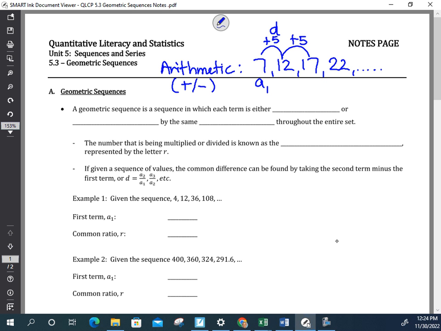Arithmetic focuses on adding and subtracting, so you probably guessed it. Geometric focuses on multiplying or dividing, again, by the same number. It still has to be the same number. The number that is being multiplied or divided this time is known as the common ratio. Common ratio, so the letter that we're using is r.